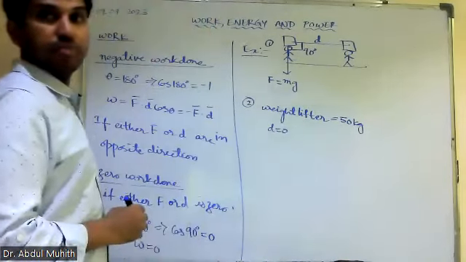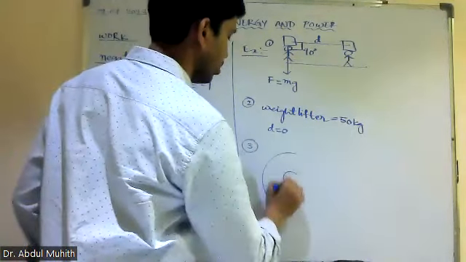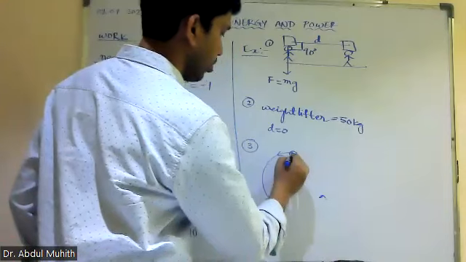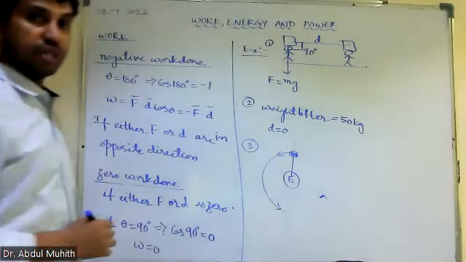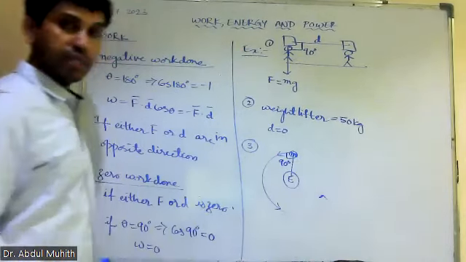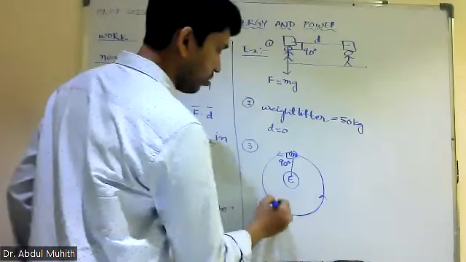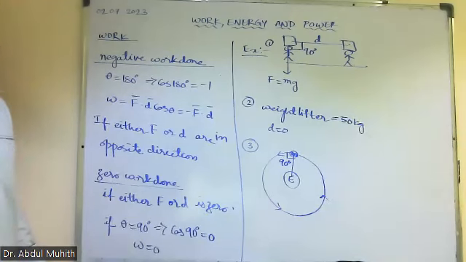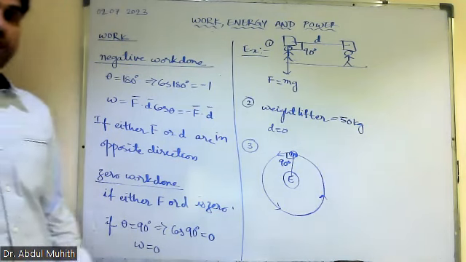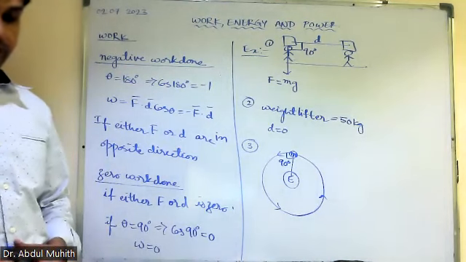Next, the third one is the rotation of the moon around the earth. Suppose this is the earth and this is the moon. It is moving around the earth. According to physics, the moon is not doing any work. Why? The angle is again 90 degrees. Is it clear? So the rotation of the moon around the earth, the earth around the sun, and the satellites around the earth, they are not doing any work according to physics. Why? Because the angle is 90 degrees. Is it clear?